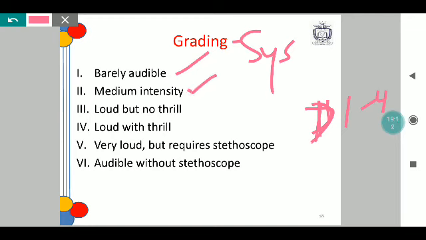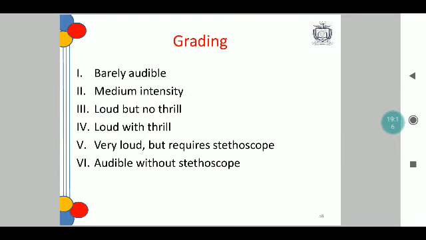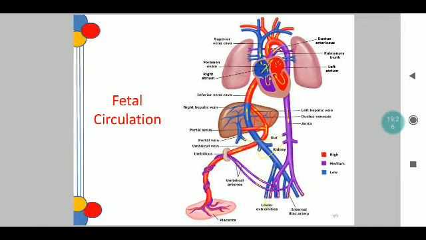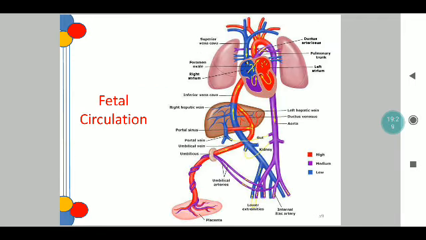A systolic murmur of grade 3 is loud but does not have a thrill. A systolic murmur of grade 4 is loud with a thrill. Grade 5 is loud but requires a stethoscope to be heard. And a grade 6 systolic murmur is audible without a stethoscope also. Now moving on to the last topic of this presentation, fetal circulation.